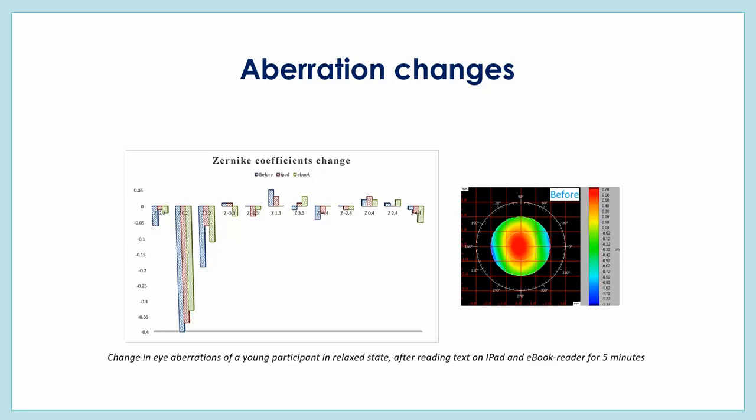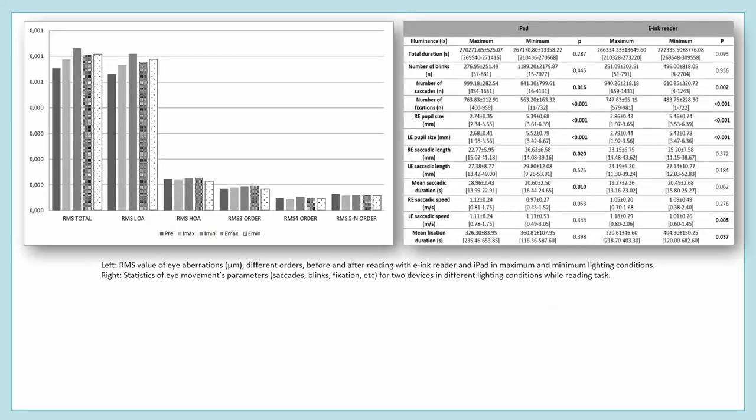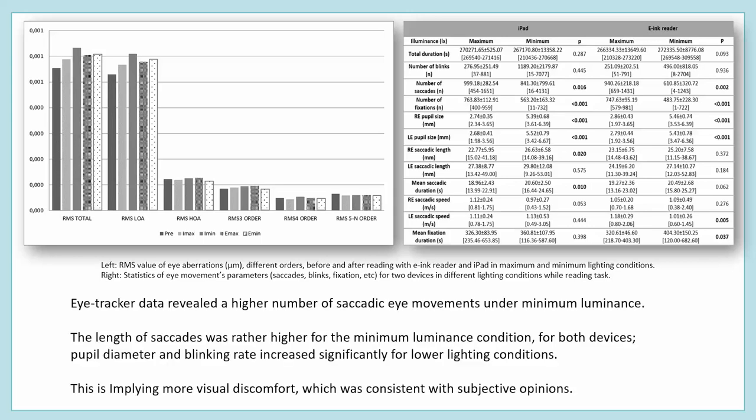This is an example of aberration change after reading task. Changing of wavefront errors can be seen here. We analyzed the results of aberrometry and eye tracker. Eye tracker data revealed a higher number of saccadic eye movements under minimum luminance. The length of saccades was rather higher for minimum luminance condition for both devices. Pupil diameter and blinking rate increased significantly for low lighting condition. This implies more visual discomfort, which was consistent with subjective opinions.